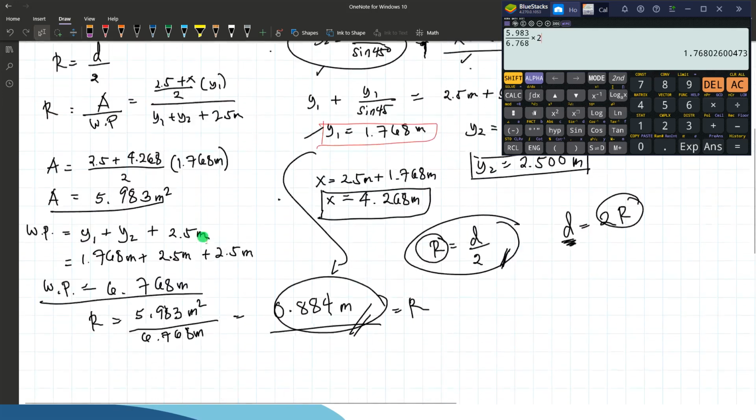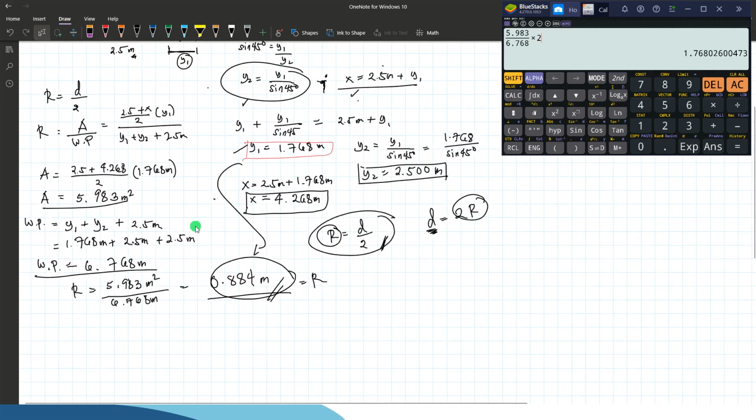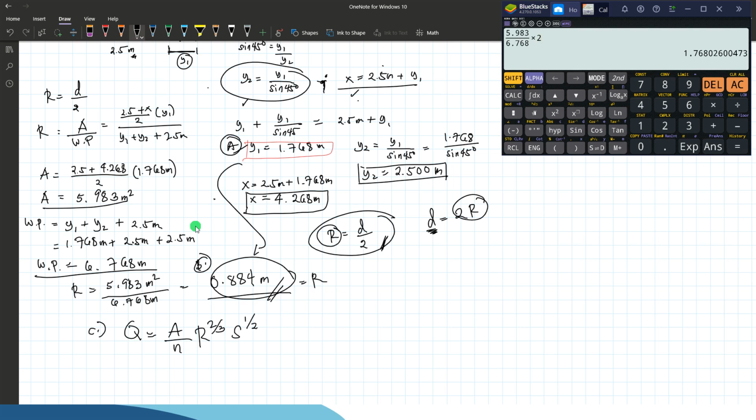For letter C, let's now determine the flow rate. Flow rate Q is equal to area over n, using Manning's formula, R raised to 2/3, S raised to 1/2.